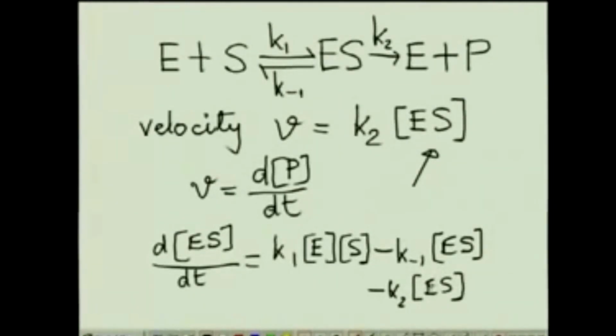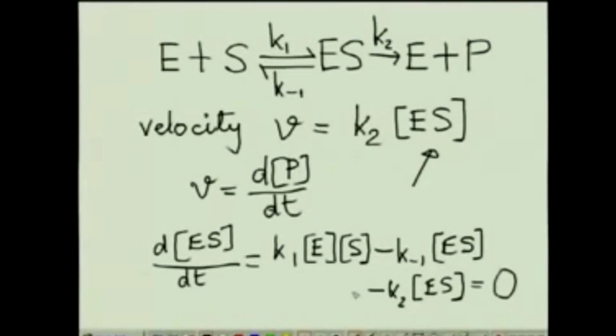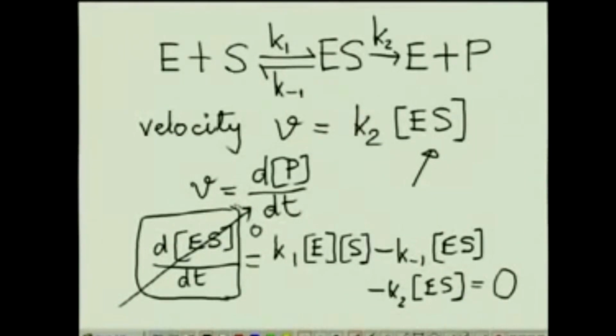Now, if I am to apply the steady state here, what do I equate this to? I equate this to 0. Why? Because its rate of formation is equal to the rate of destruction. So, there is no change of the concentration of the enzyme substrate complex with time. If there is no change with time, then this quantity becomes 0 because I am at a steady state, right? Okay. So, now if I am at this steady state, I will therefore get a new expression for ES.